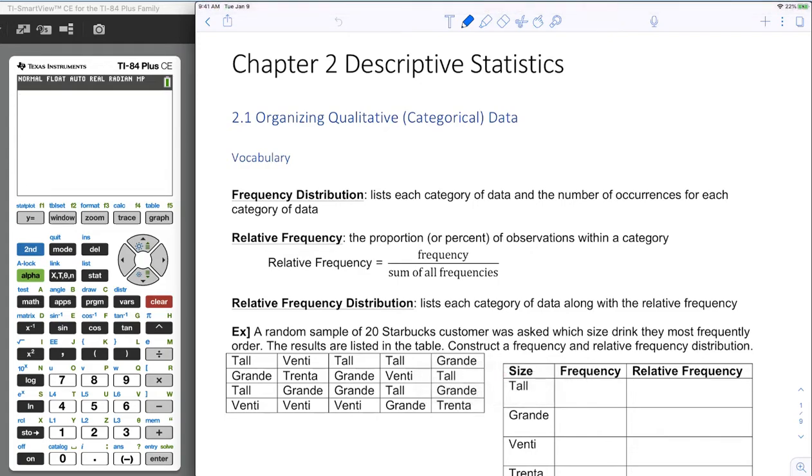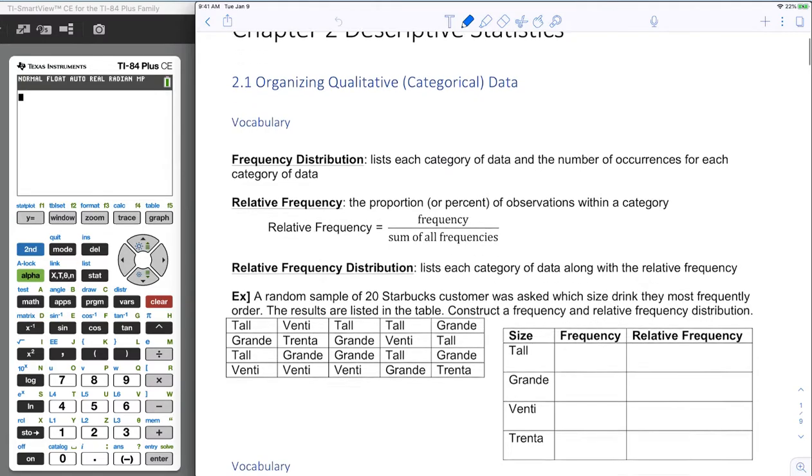We're going to take a look at the first example in Chapter 2. A random sample of 20 Starbucks customers was asked which size drink they most frequently order. The results are listed in the table. Construct a frequency and relative frequency distribution. So the frequency refers to the counts.